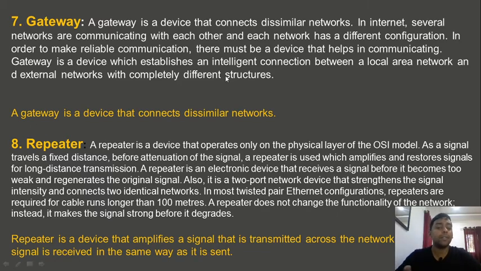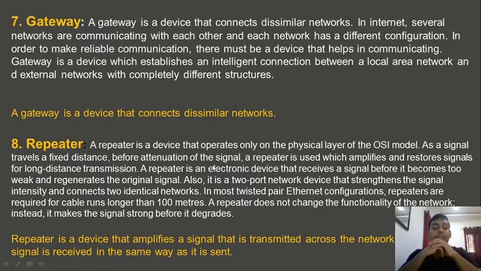Next one is a repeater. As the name suggests, a repeater repeats a signal. It strengthens the signal, improves the strength of the signal. A repeater is a device that operates only on the physical layer of the OSI model. A signal travels a fixed distance before attenuation. Attenuation means losing the strength of the signal.